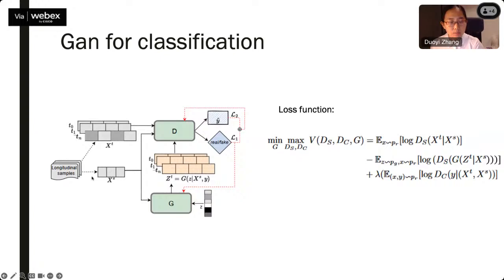So this GAN has been used in the image and also other domains. And here we are going to use it on longitudinal data. So for the model we are going to explore, we are going to do the classification on top of the original GAN model with discriminator and the generator. For this generator, it has a subtask of the classification.